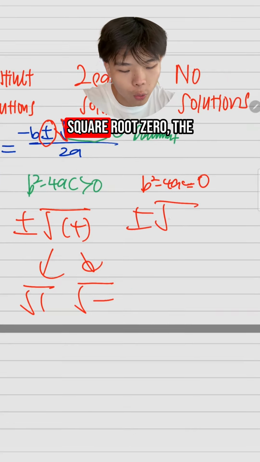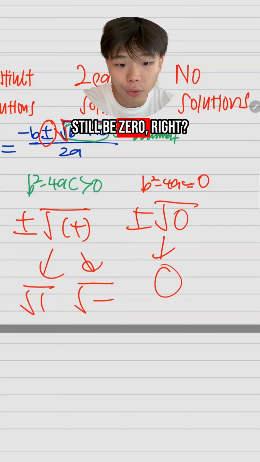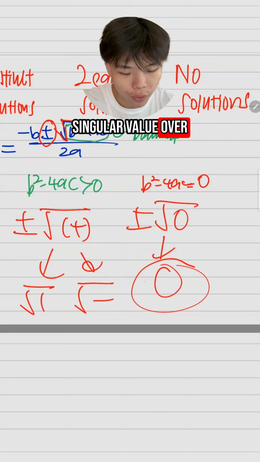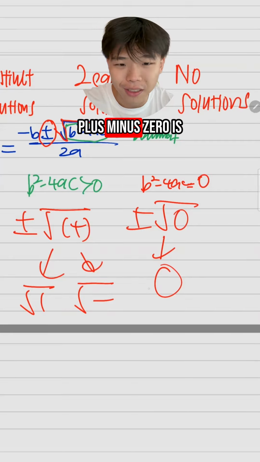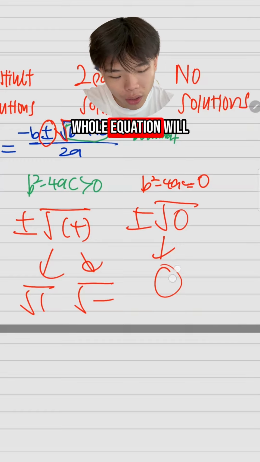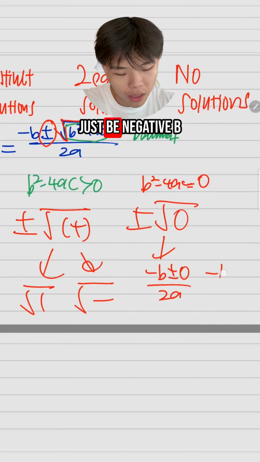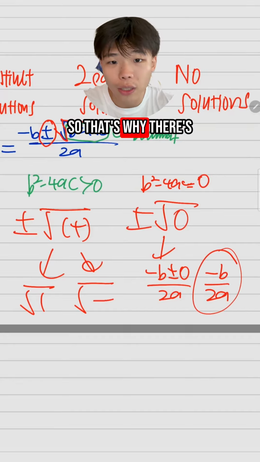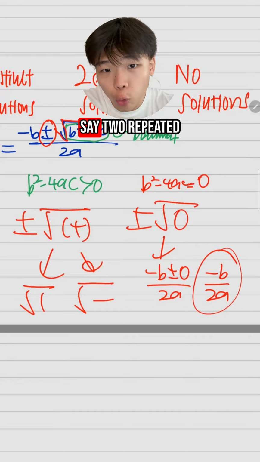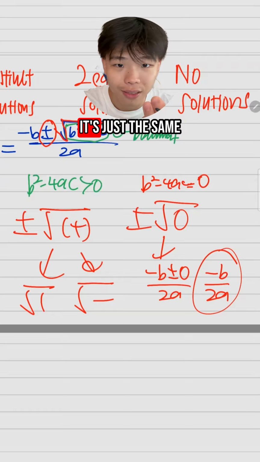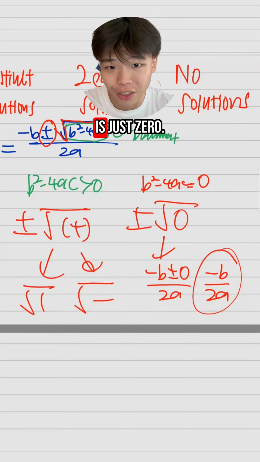So if b squared minus 4ac equals 0, even if you plus minus square root 0, the answer that comes out will still be 0. There's only one singular value here, regardless of whether it's plus or minus, because plus minus 0 is still 0. So in the end, your whole equation will just be negative b plus minus 0 over 2a, which is just negative b over 2a. So that's why there's only one solution, or rather we'll say 2 repeated solutions, because it's the same solution.